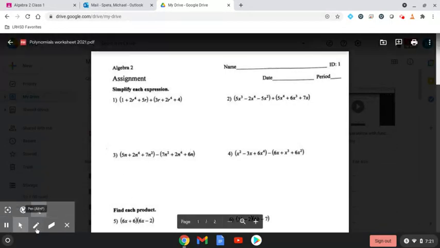So as you'll see here, the directions are to simplify, which means pretty much just group like terms. For number 1, we're just adding. We're adding this trinomial and that one. Do not just assume multiplication with parentheses. We're just adding, so we're trying to find like terms and group them together.